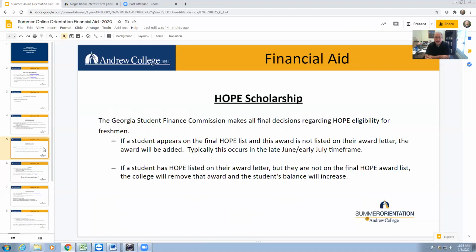Conversely, if a student had HOPE listed on their award letter, but it turned out they are not HOPE eligible, then the college will have to remove that award and the student's balance will increase. At this point too, if a student was listed on their financial aid package as a HOPE scholar, but they're actually a Zell-Miller scholar, then that will be corrected and the award amount will be increased.